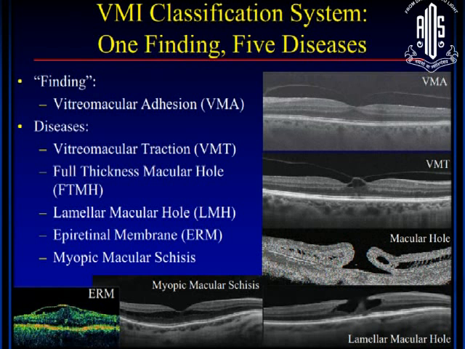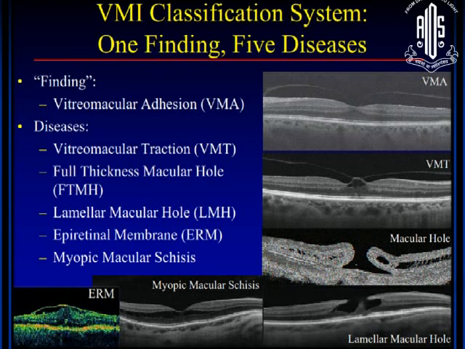What is this vitreomacular classification? Basically it's a spectrum of diseases. The one common finding for all these disorders is what is known as VMA, that is vitreomacular adhesion. So vitreomacular adhesion is one of the significant findings in this. If it becomes pathological, it leads to diseases like vitreomacular traction.